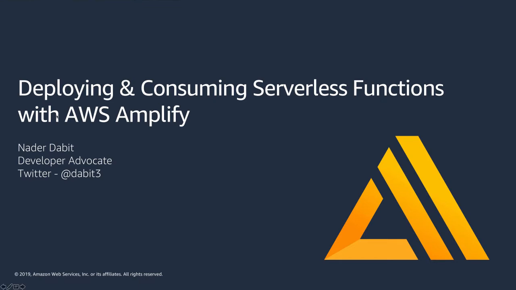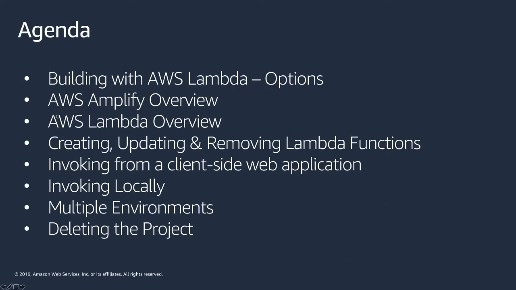So to start things off, we'll take a look at the agenda. The agenda today is going to look something like this. We're going to look at the different options for building Lambda functions using different frameworks other than AWS Amplify. We're then going to look at AWS Amplify as a quick overview. We're going to also look at Lambda and kind of get a quick understanding about how Lambda works before we actually start writing some code.